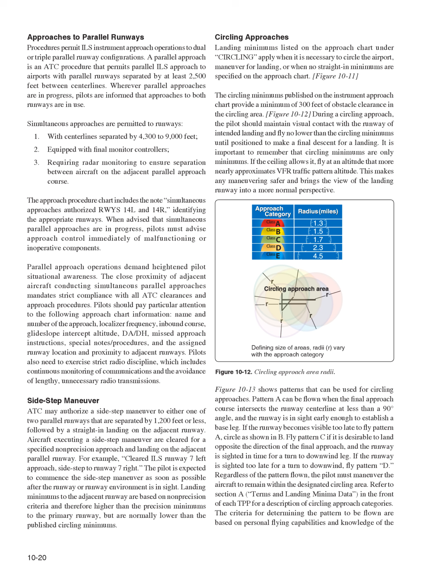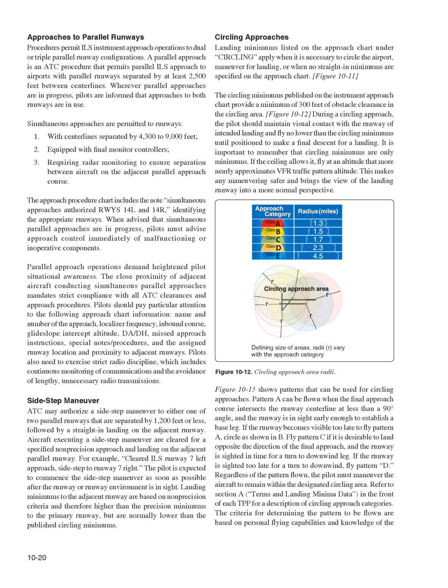The approach procedure chart includes the note "simultaneous approaches authorized RWYs 14L and 14R," identifying the appropriate runways. When advised that simultaneous parallel approaches are in progress, pilots must advise approach control immediately of malfunctioning or inoperative components. Parallel approach operations demand heightened pilot situational awareness. The close proximity of adjacent aircraft conducting simultaneous parallel approaches mandates strict compliance with all ATC clearances and approach procedures.